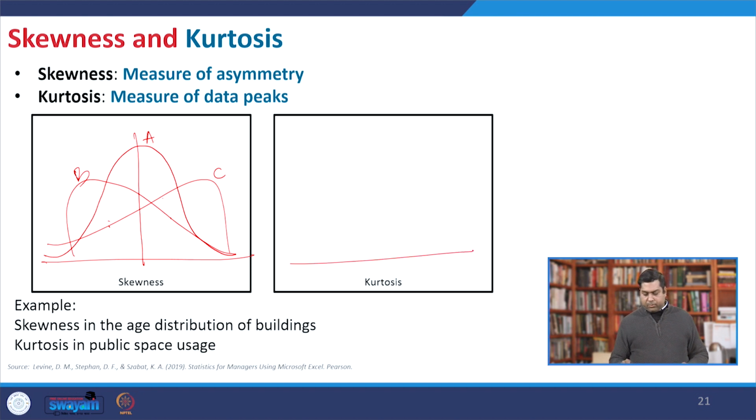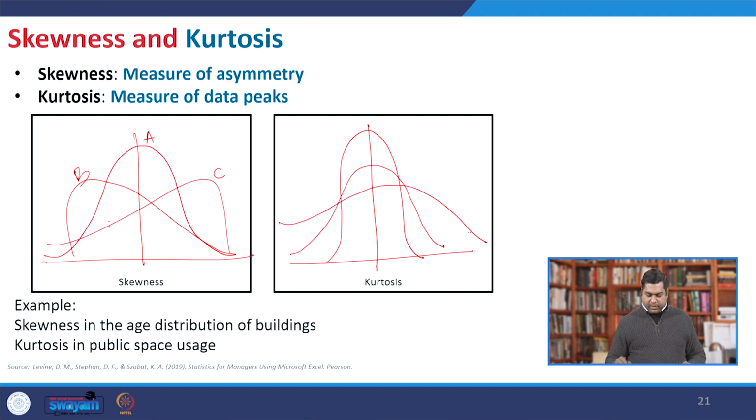Now, compared to that, the kurtosis is where we talk about the measure of the data peak. So, the distribution can be something like this, or something like this, or something like this. So, in all these cases it is A, B, C. In this case you can say that it is the peak of that kind of mid value. There is nothing to do with skewness, but based on the data you can have a certain value.